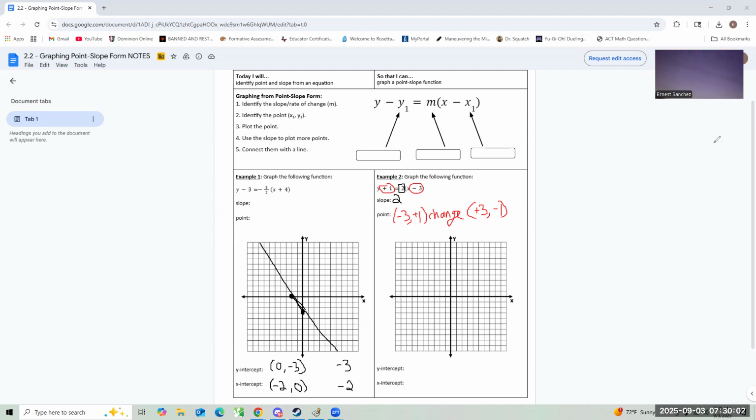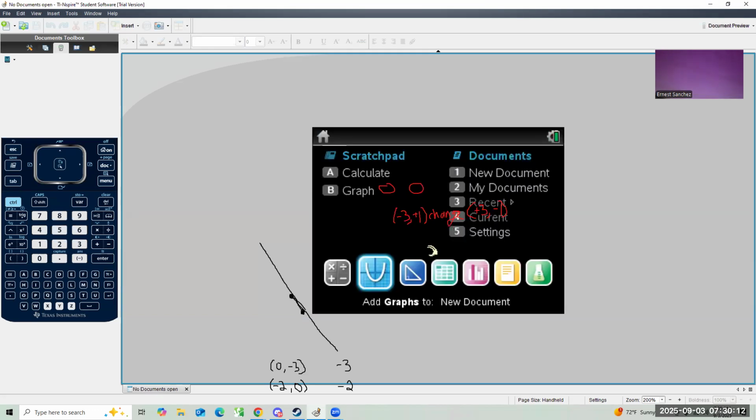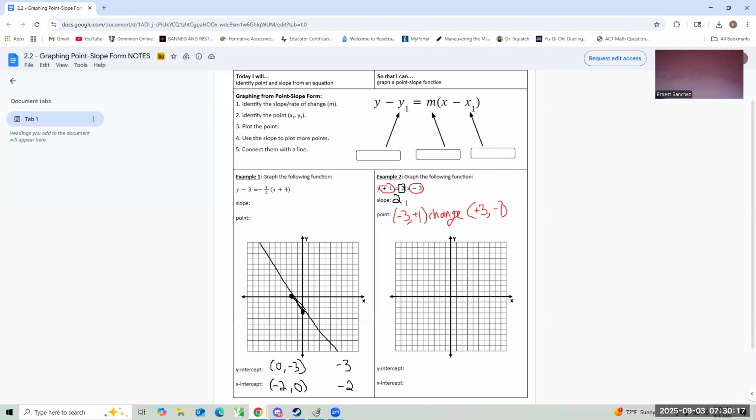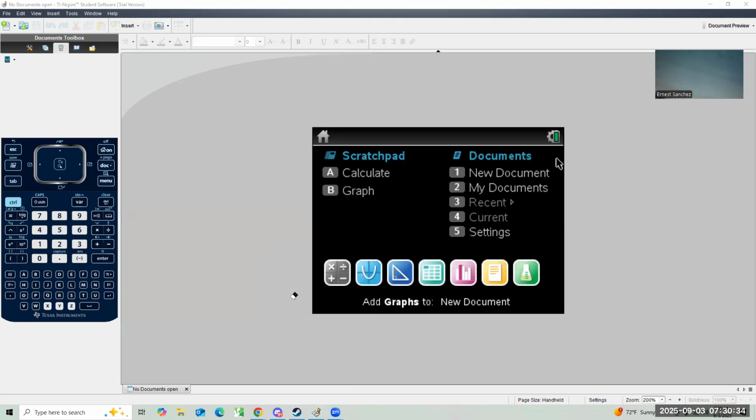Now I have to just type this, do the same thing. I'm going to go back to my calculator. I can just click X to X out of this. No, I don't want to save it. I'm going to have to erase everything I just wrote down, so that way you can see what we're doing. So we have our point and our slope already. So we just got to graph and get the x and y intercept. So we're going to go back to the calculator. We are going to go to add graph again.